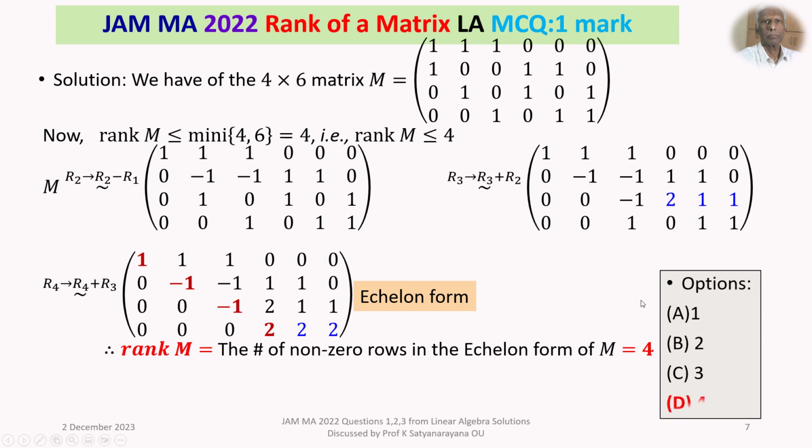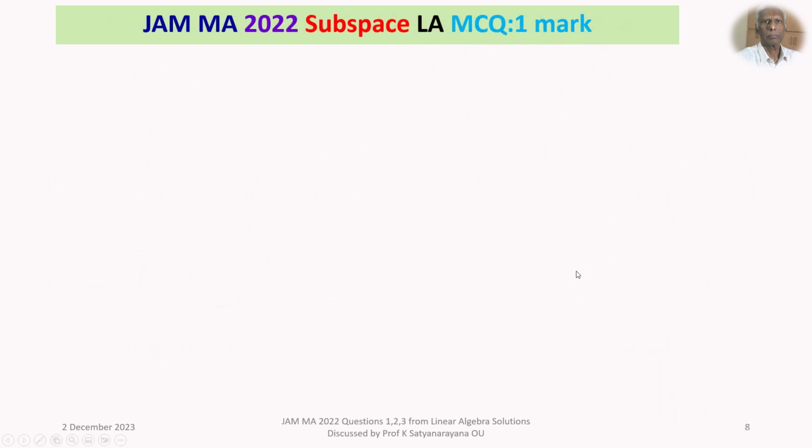So let's look at our options. The answer 4 appears against option D. Therefore, the answer to this question is option D. This is again a simple, straightforward question. We move to the next question, question number 3.